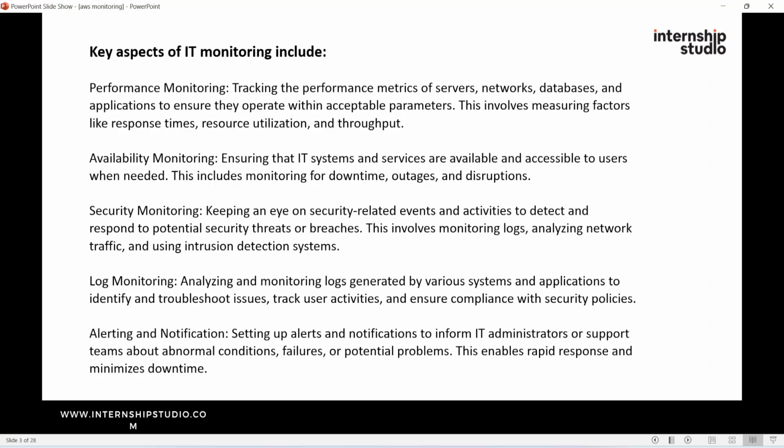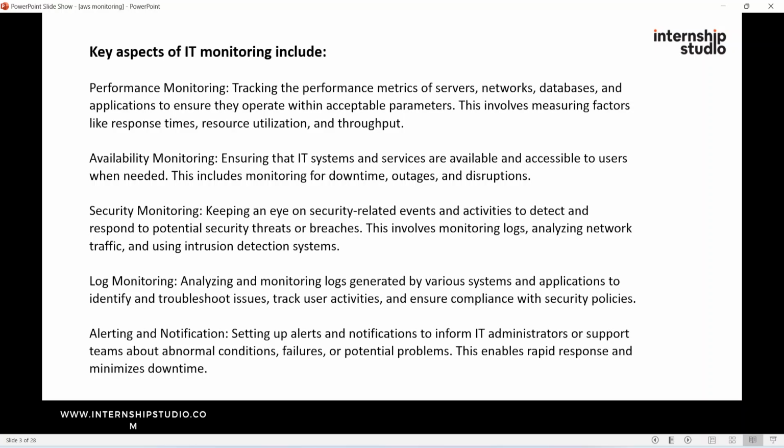We also have alerting and notification systems. This means setting up alerts and notifications to inform IT administrators or support teams about abnormal conditions, failures, or potential problems. This enables rapid response and minimizes downtime. If something goes haywire, there must be something to notify you, right?